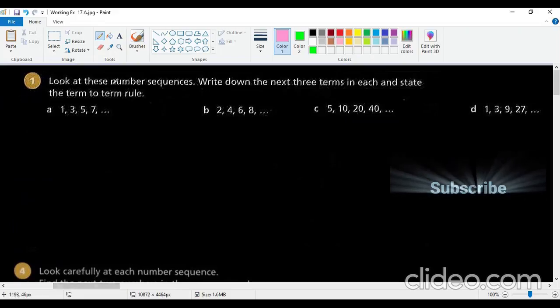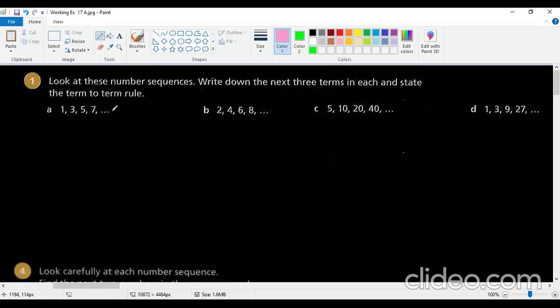In here it says, look at these number sequences, write down the next three terms in each and state the term-to-term rule. Now I can see the difference between all these is 2. So what are going to be the next numbers? The next numbers are going to be 9, 11, and 13, and the rule is to add 2 to the previous number. Second is 2, 4, 6, 8. So definitely it's going to be 10, 12, and 14. Now in here also 2 is going to be added to the previous.